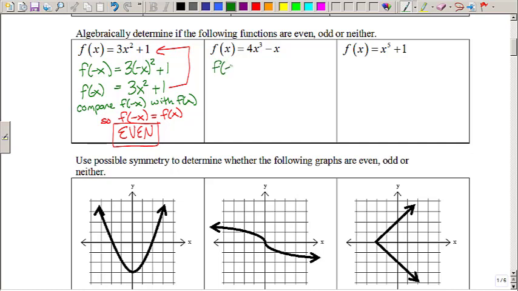For the next function, f of x equals 4x cubed minus x, again I'm trying to evaluate at f of negative x. Every time I see an x, I'm going to substitute in negative x.